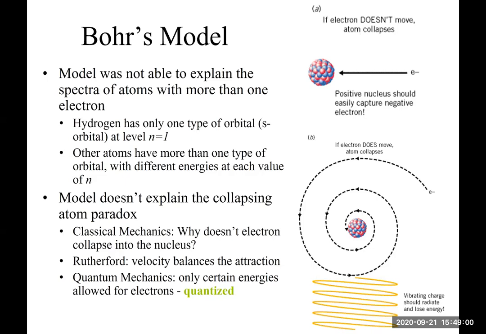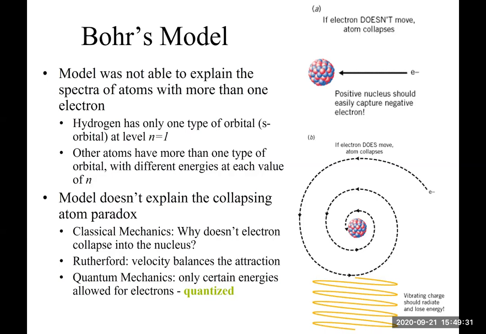But the things that weren't working about Bohr's model were as follows. The model was not able to explain the spectra of atoms that had more than one electron. So the model is focused on hydrogen with only one electron. And there's only one electron, so there's only one type of orbital, and that is the s orbital that's associated with hydrogen. So the n value is equal to 1. That's the first energy level from the nucleus.